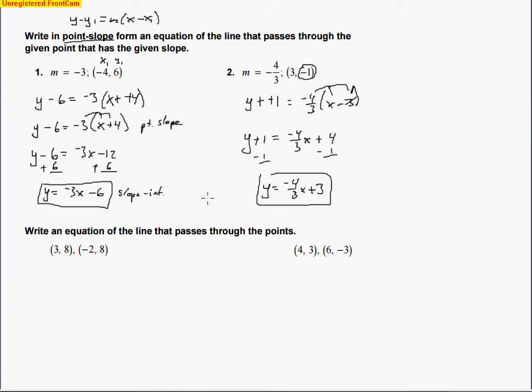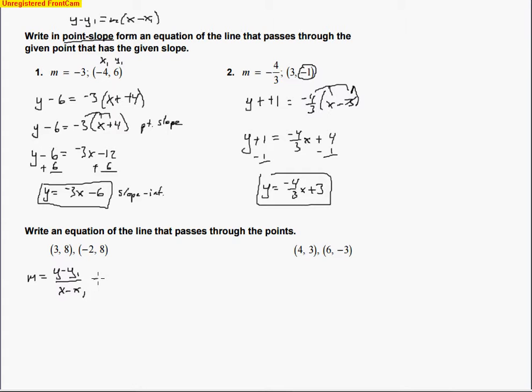So on these problems, they're asking us to write an equation that passes through 2 points. So what we don't have is the slope. So we have to find that slope first. So the way we're going to do that is we're going to use the slope formula. M equals y minus y1 over x minus x1.